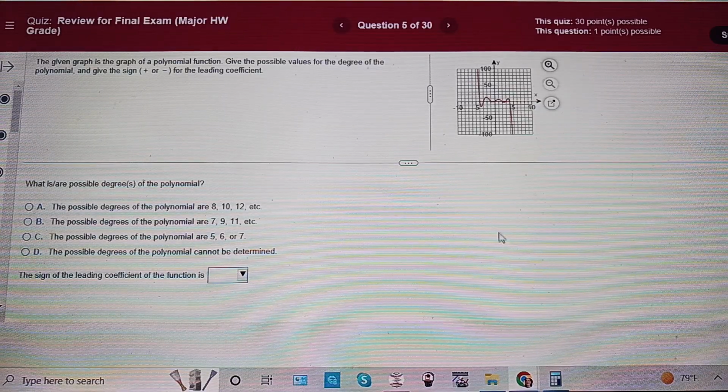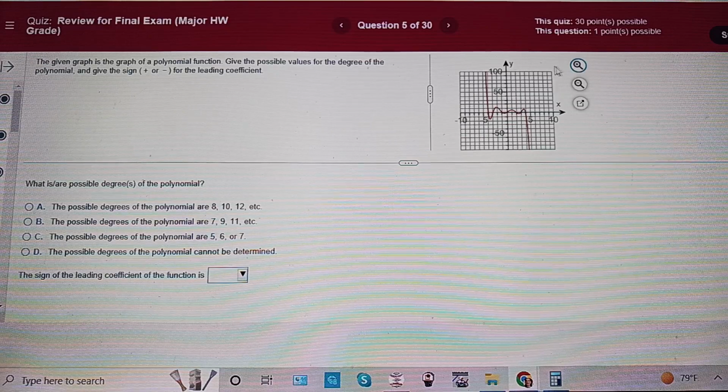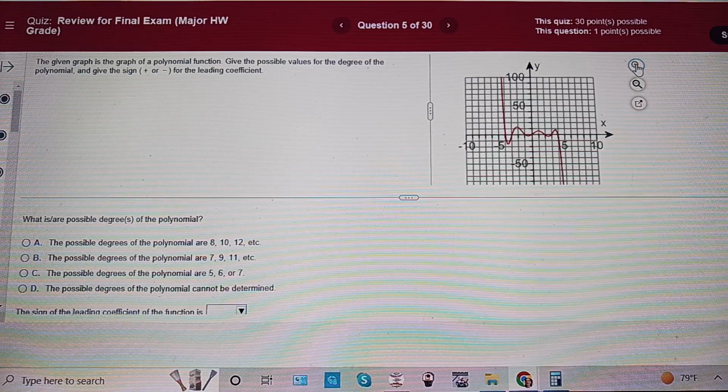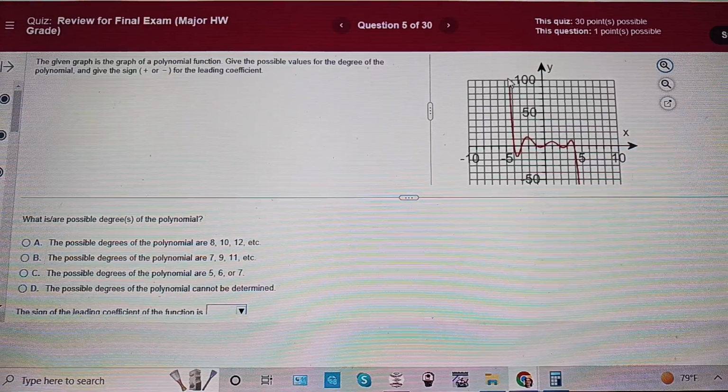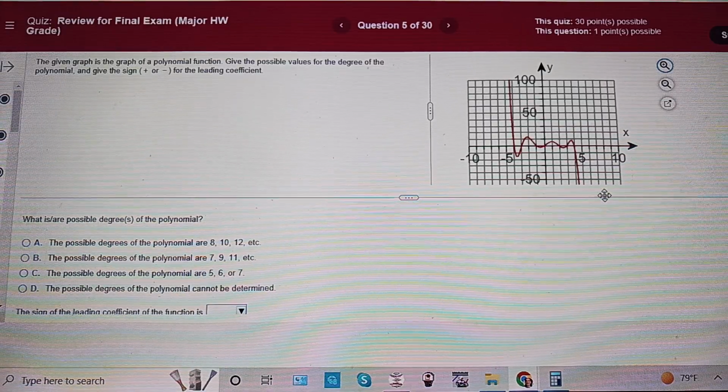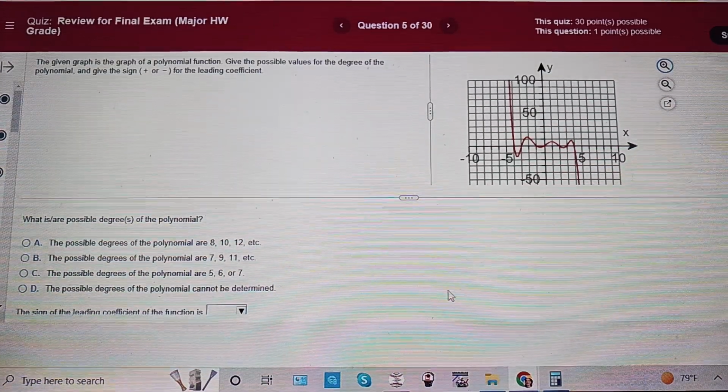So another thing you can tell from these graphs: first of all, I can see the end behavior here. It's up on the left and down on the right. So that's definitely an odd degree when they're opposite. And this is the opposite of the one we have memorized, so it's a negative odd degree. Has to be an odd degree.